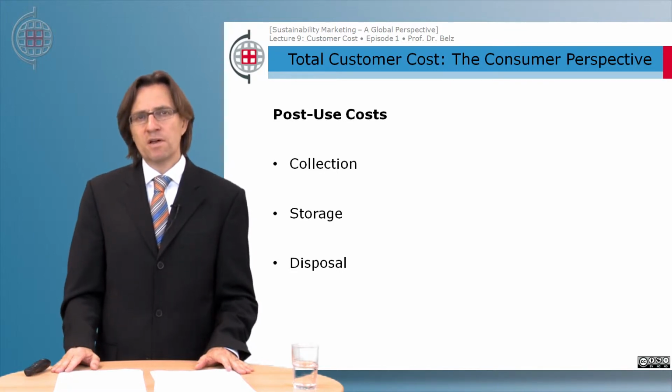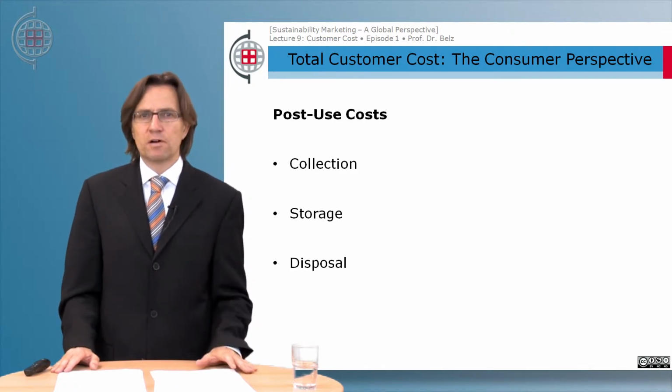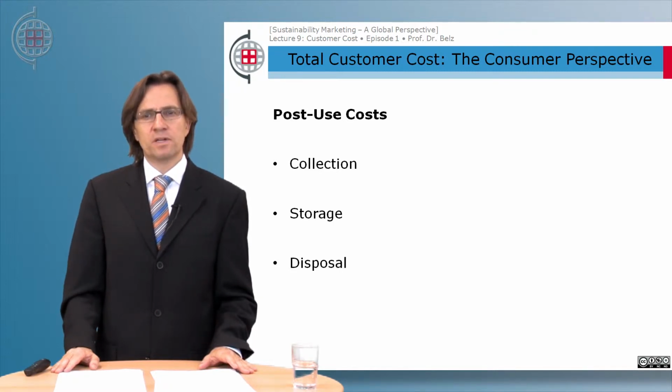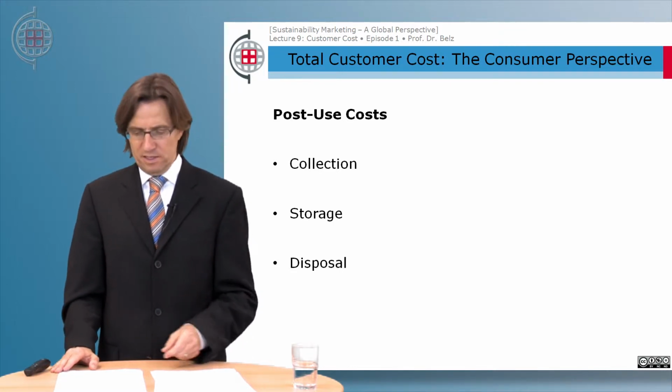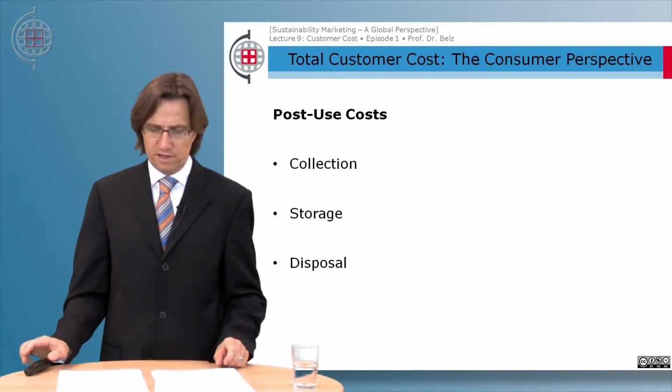Especially in the case of fast-moving consumer goods, like food, for example, and food packaging, post-use costs can be rather high. And the less recycling possibilities you have, the higher are the post-use cost of collecting and disposing these kinds of products.